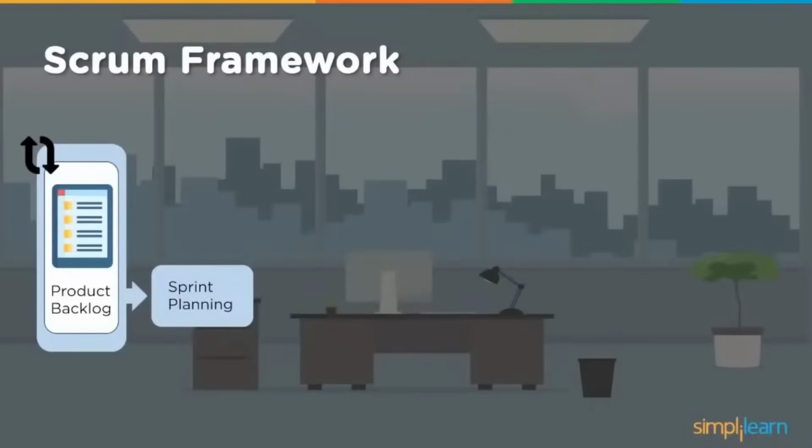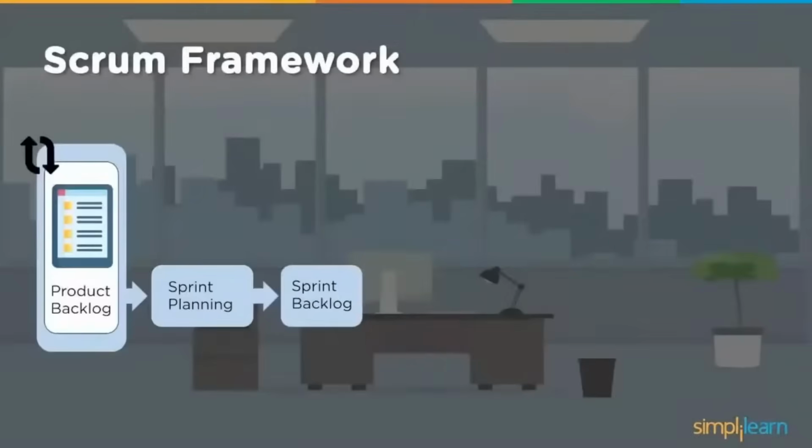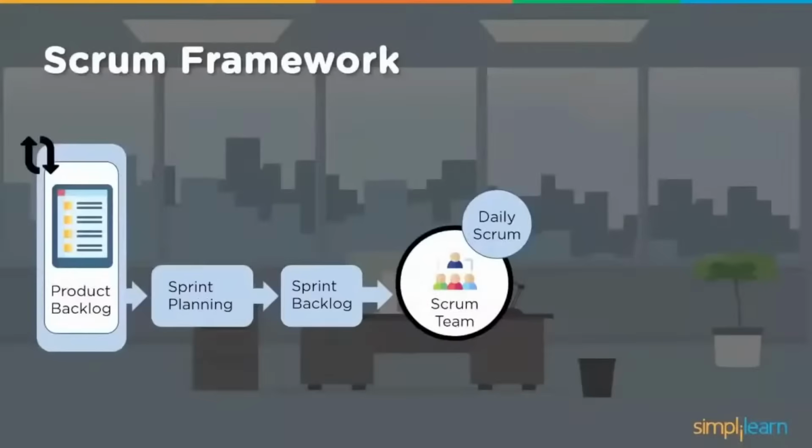So further, sprint planning happens where the team determines the tasks from the product backlog they will work on and aim to deliver during the sprint. Now this is negotiated, understood, agreed, and then moves towards the sprint to get delivered. Then the sprint backlog holds the tasks discussed during the sprint planning, and once it goes to the sprint backlog, as part of the time-boxed iteration, the deliverables should happen.